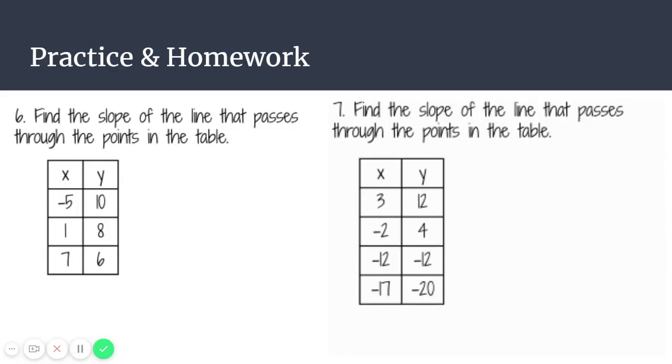Now we'd ask that you answer these 2 questions for homework, which you are finding the slope of the line that passes through the points on each of these tables. We will go over the answers at the top of tomorrow's session.